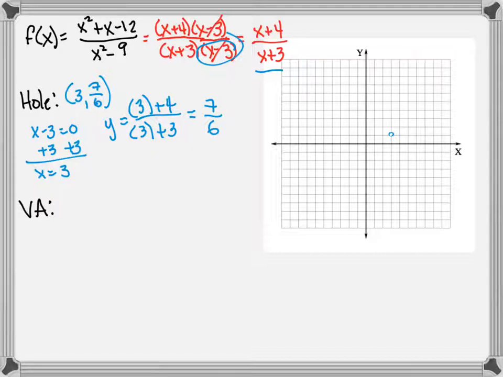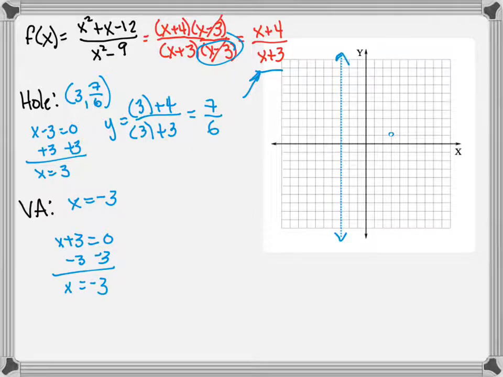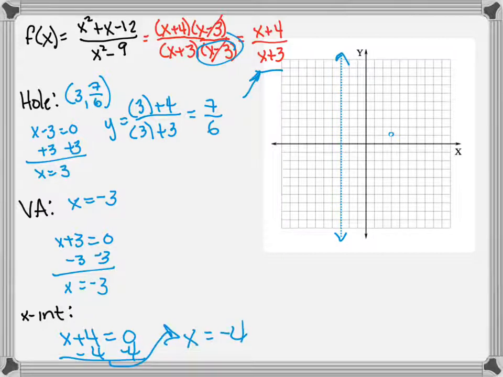Next, let's find the vertical asymptotes. So we're looking at our simplified denominator, which is x plus 3, and we're setting that equal to 0. Solving for x, subtracting 3 from both sides, x equals negative 3. So our vertical asymptote is at x equals negative 3, and I can draw that in as a dotted vertical line. For our x-intercept, let's set the numerator, x plus 4, equal to 0, and solve for x. Subtract 4, we get x equals negative 4. So we have an x-intercept at (negative 4, 0), and I can plot that point.